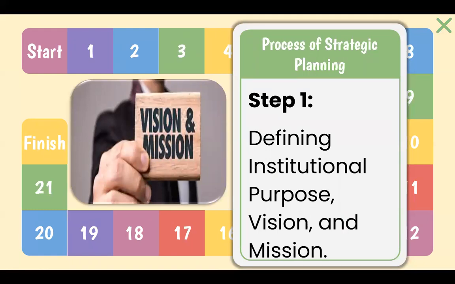Step 1, defining institutional purposes, vision, and mission. What is the purpose of the business? What are its primary and secondary purposes? The purposes of a firm are the reasons for its creation.